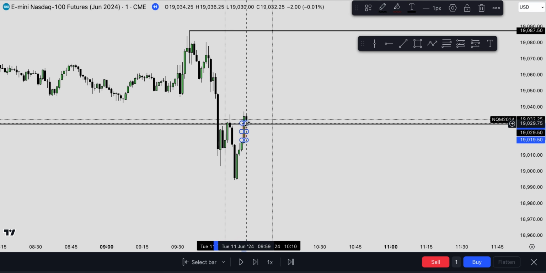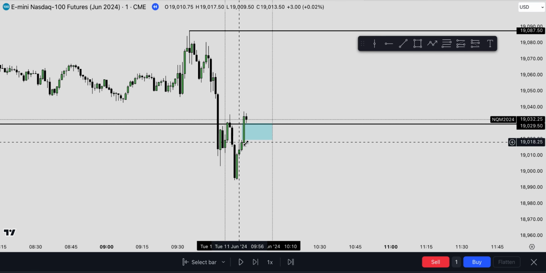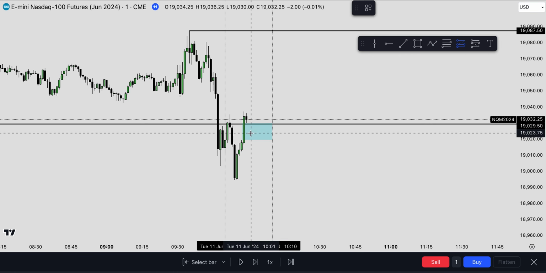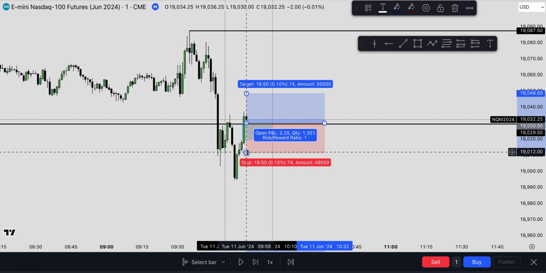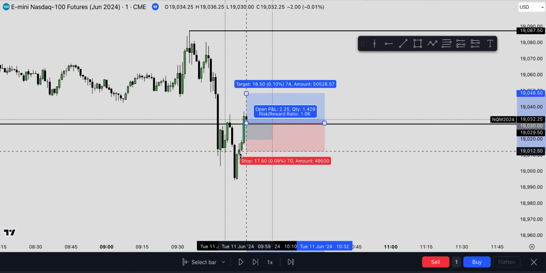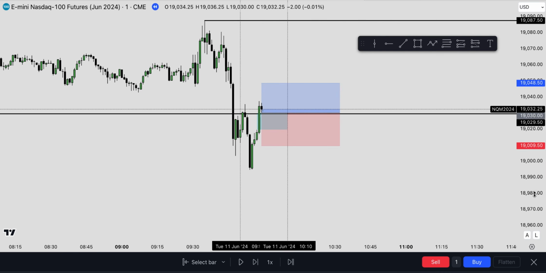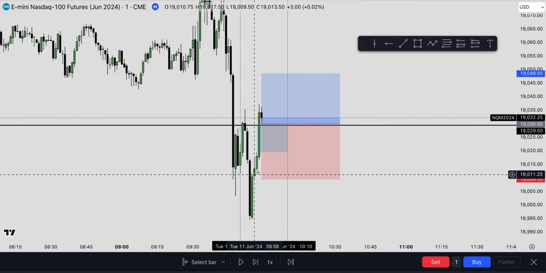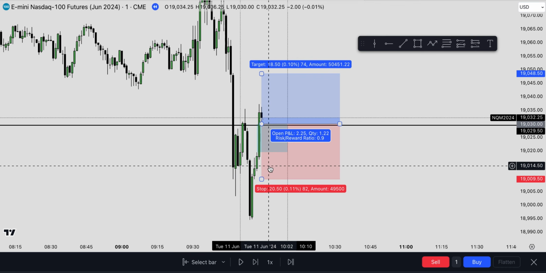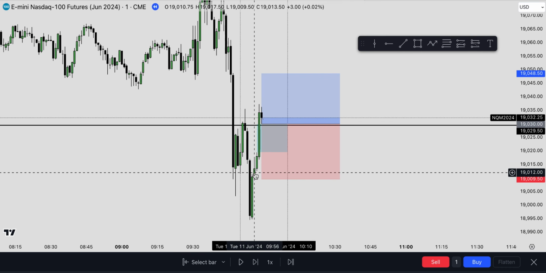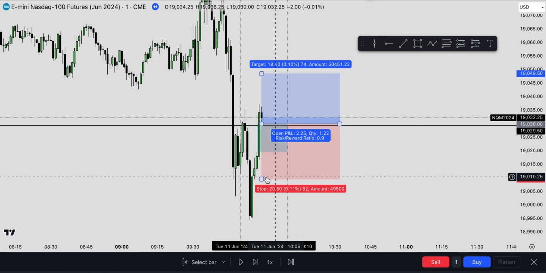Now, this is your fair value gap here. You would mark this out and your entry would be off the edge of the fair value gap. Now, you don't want to risk more than 25 handles. So as you can see here, there is another fair value gap at the bottom. So we're going to make sure to cover this area just in case price does decide to come down and tap this area and then bounce. So we're risking 20 handles, okay?